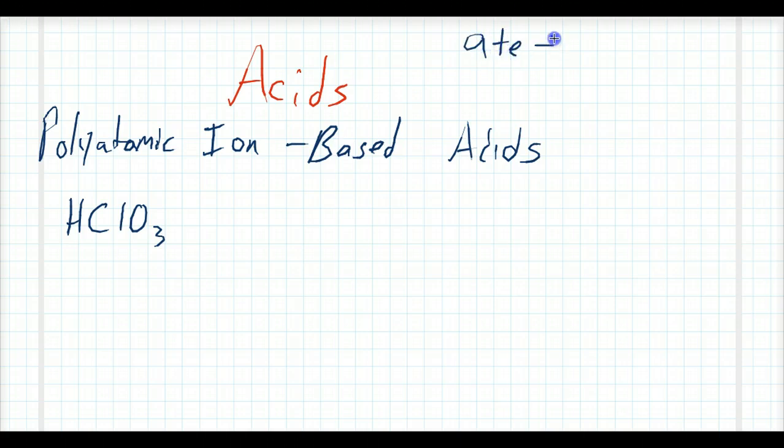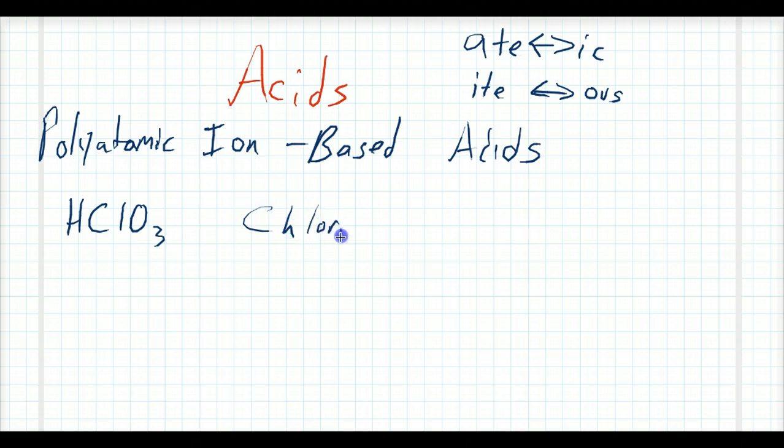It's ate, ic. You know what, I'm going to go back and forth with double-headed arrows: ate, ic; ite, ous. ClO3 is chlorate. Well, when it's an acid, we call it chloric acid. And this goes a little bit against what we know from the other naming systems, because it's like I'm ignoring the H.